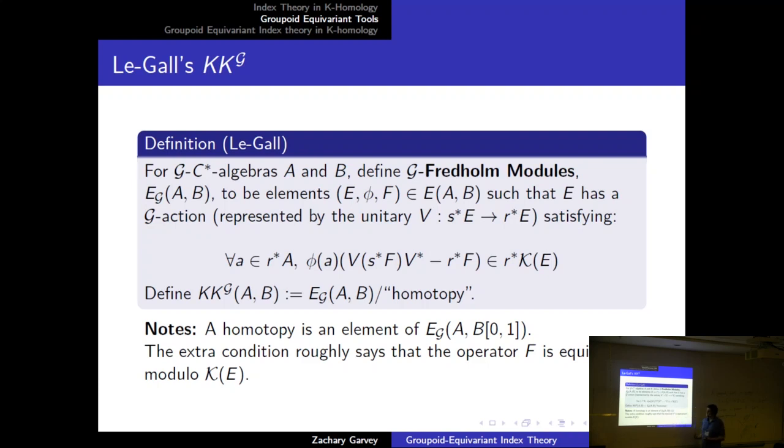So we define KKG in the same sort of way. We take these unitary equivalence classes of these G Fredholm modules and mod out by homotopy. And again, homotopy is a little bit specific for KK. And in this particular example, we must take our homotopies to be equivariant the whole way through. So it has to be an equivariant Fredholm module there. Okay, so that's equivariant KK.